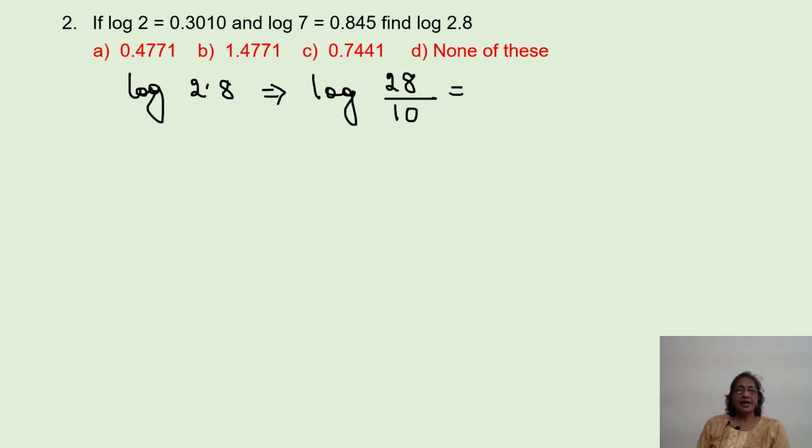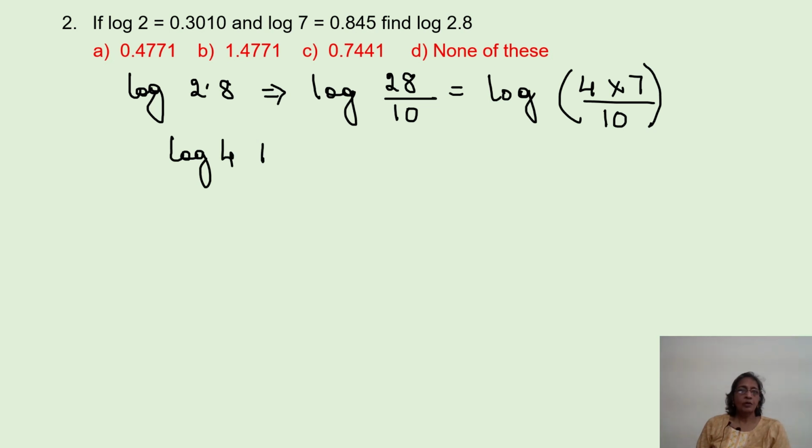which further I can write as log of 28. I'm going to find the factors. So I can take the factors as 4 and 7. Why have I taken 4 and 7? Because I can convert the 4 to 2 and the log of 7 is already given to you. So this will be log of 4 plus log of 7 minus log of 10. We are using the laws of quotient and product.